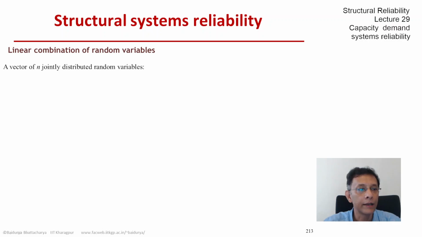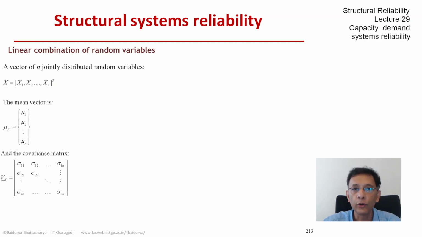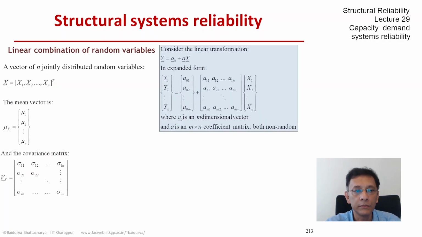Let's recall a vector of n jointly distributed random variables x, whose mean vector is mu x, mu1 up to mu n, whose covariance matrix is Vx, an n by n square matrix. If we make a linear transformation of this, y, a new vector whose size is m, given by a0 plus Ax, a0 being a column vector of size m and A being a rectangular matrix of size m by n.